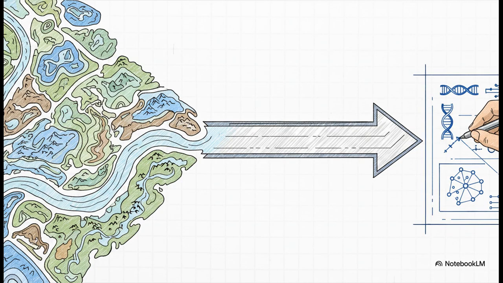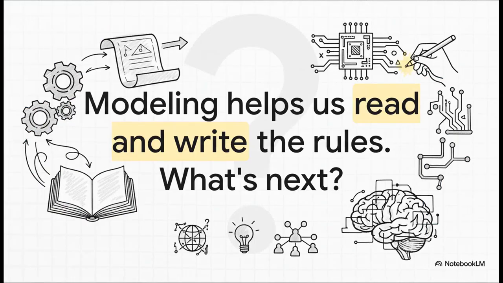Ultimately, it all comes back to this idea that modeling is our fundamental way of taming complexity. It can be a map that guides us through a reality that already exists, or it can be the blueprint we use to build a new one. When you think about it, modeling is a tool that lets us not only read the rules that govern our world, but in some cases, begin to write new ones. So the only real question left is, with a toolkit this powerful, what complex problems should we point it at next?